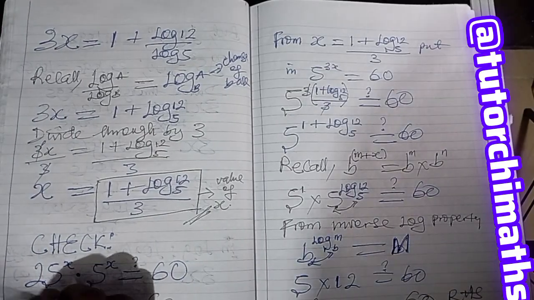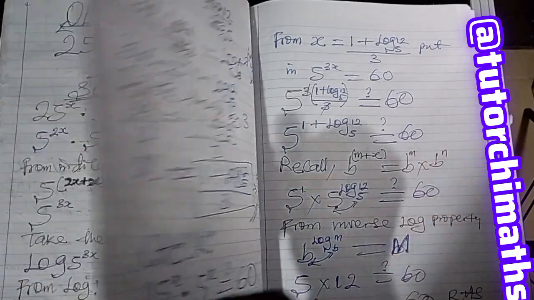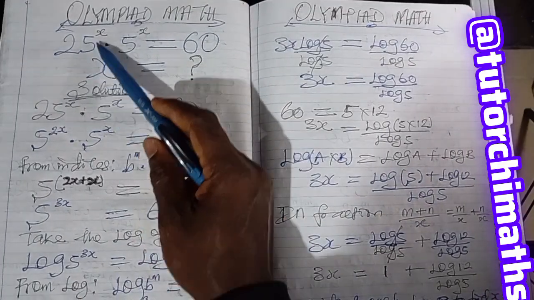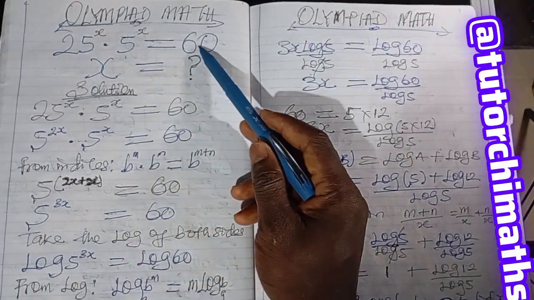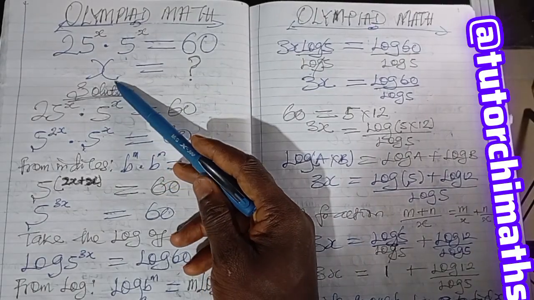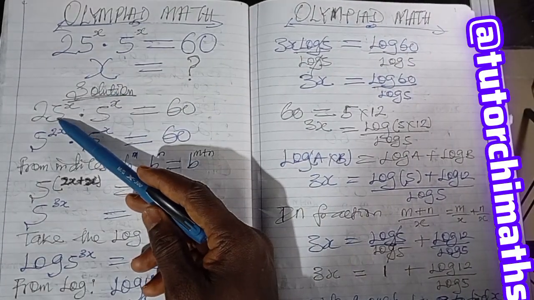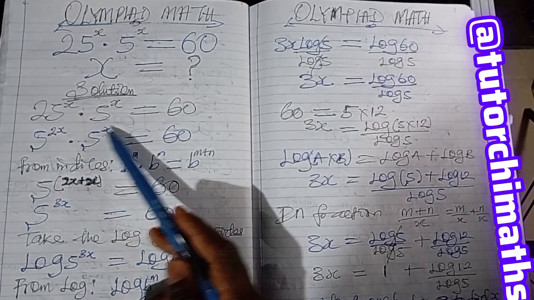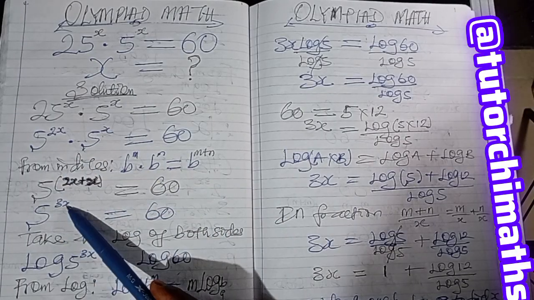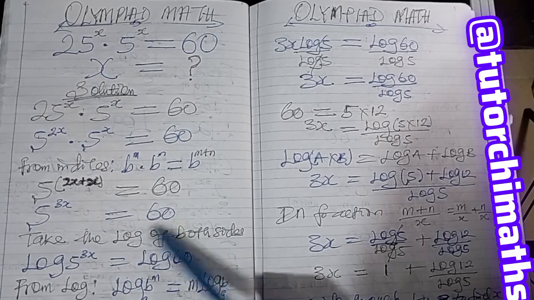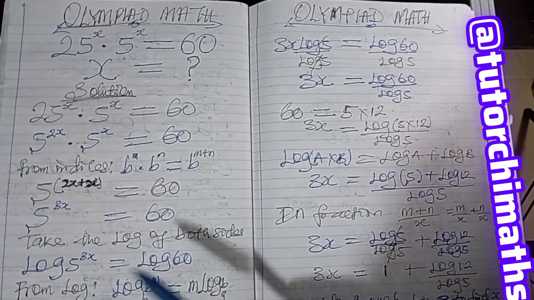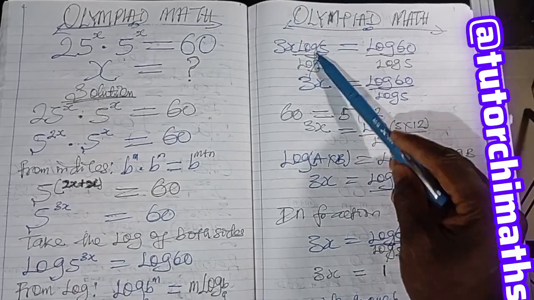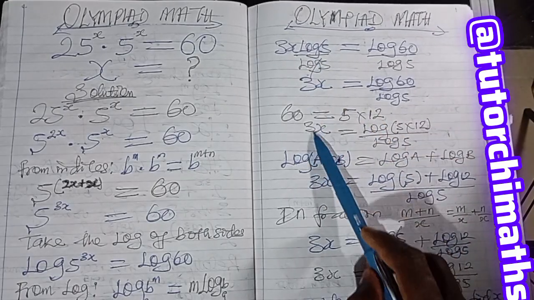Alright, a quick recap. We are given 25 raised to power x multiplied by 5 raised to power x as 60, and we are required to find x. We expressed 25 raised to power x as 5 raised to power 2x. We added up the powers because they have the same base to have 5 raised to power 3x, then we equated it to 60. Take the logarithm of both sides and then divide through by log 5.